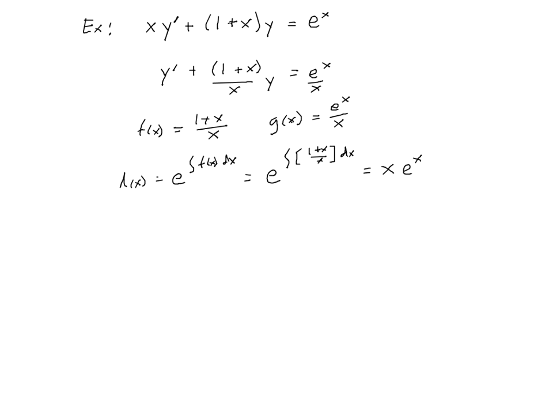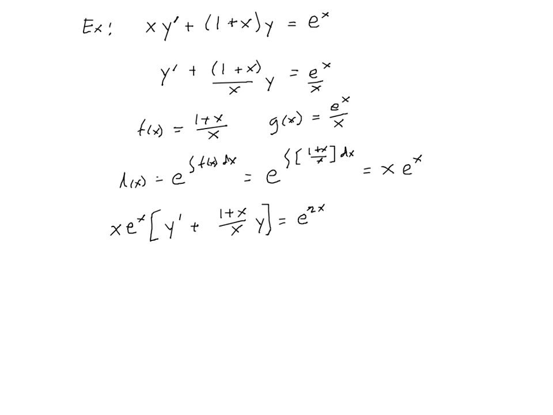All right, so now you've got your integrating factor. Now you can multiply this through. So you're going to have x e to the x, and then you have y prime plus 1 plus x over x, y is equal to e to the, I guess this would be e to the 2x, because we have x and then 1 over x, so it works out.